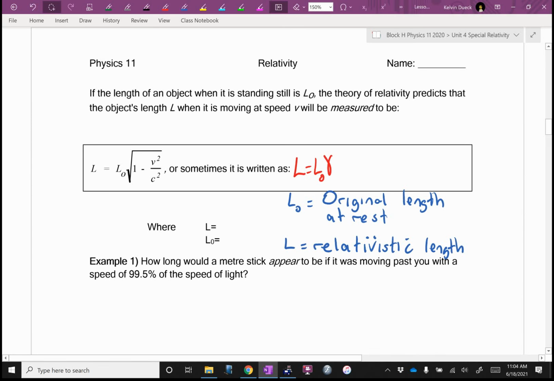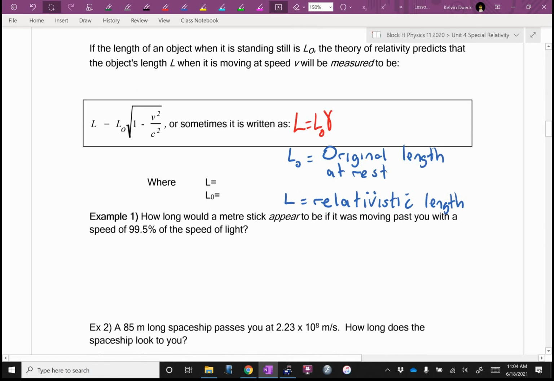Okay? So let's take a meter stick. Here's my meter stick. And let's whiz it past us, going to your right at 99.5% of the speed of light. You would not see this with your Superman or Superwoman eyes, with your superhero eyes. What would you see? This says, how long would a meter stick appear to be if it was moving past you with a speed of 99.5% of the speed of light? What's this question asking me to find, L or L0? This is asking me to find the relativistic length, L.